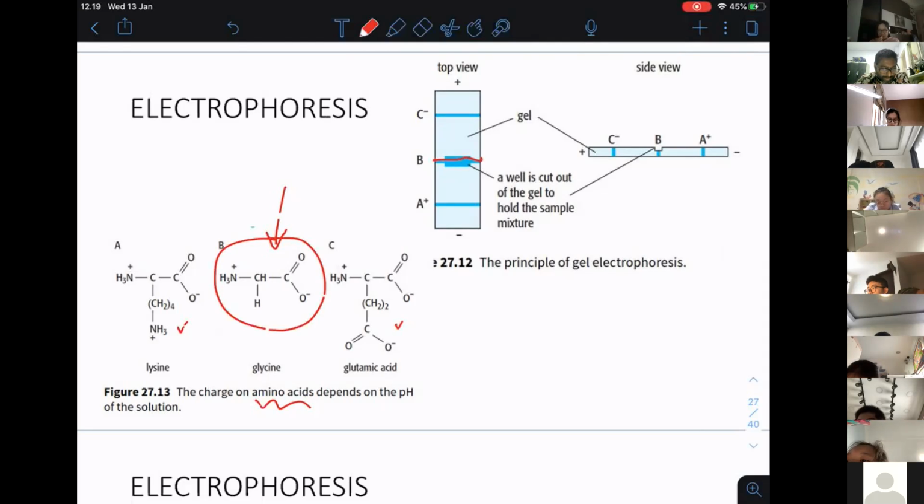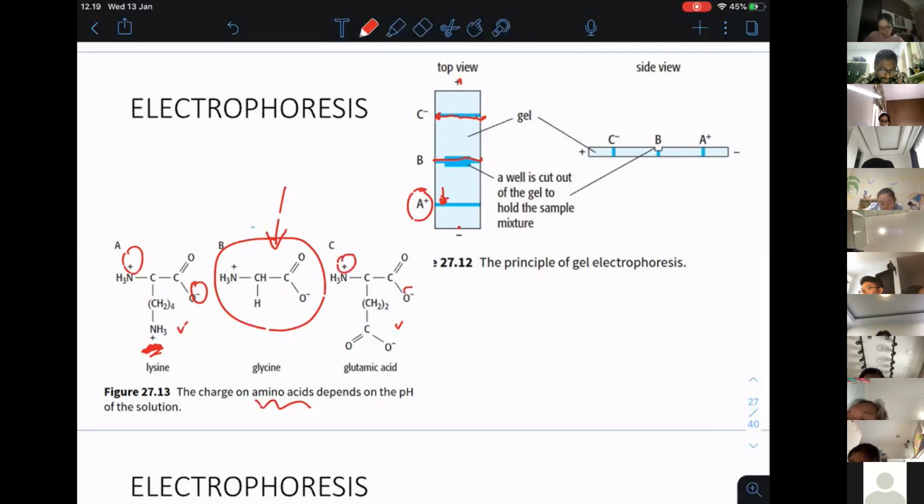But overall charge, you see this positive and negative cancel, but lysine will have a positive charge. Positive charge will be attracted to the negative part. So you see the A plus is attracted towards the negative. Most probably A is going to be lysine. And if you look at C, it is attracted to positive. Why? They must be negatively charged. How to identify they're negative? Positive and negative cancel, and this is negative. So it depends on the pH of the solution. This is the principle of gel electrophoresis.